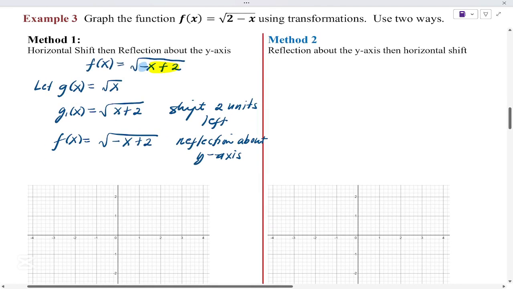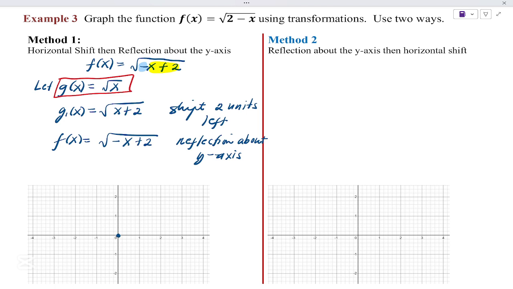So we can start graphing the basic function or the parent function, which is the square root of x. When x is 0, y is 0. When x is 1, y is 1. When x is 4, y is 2. So let's connect this using a curve with an arrow. And then this is your function g.